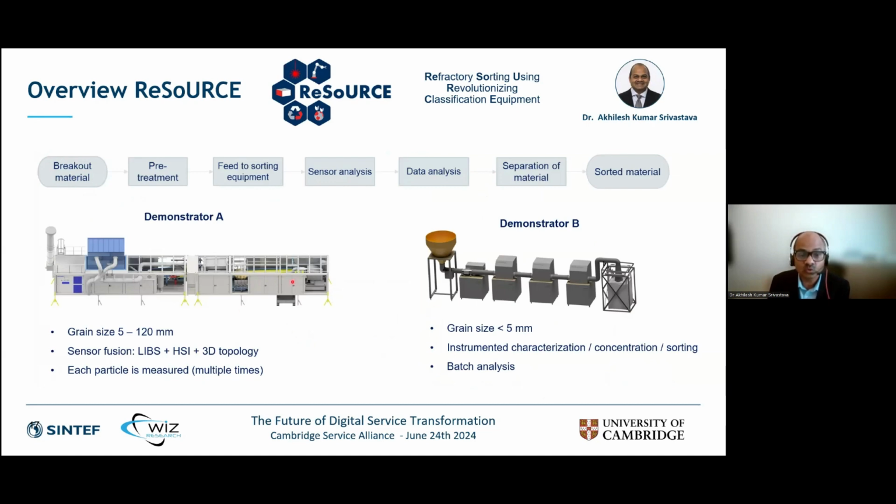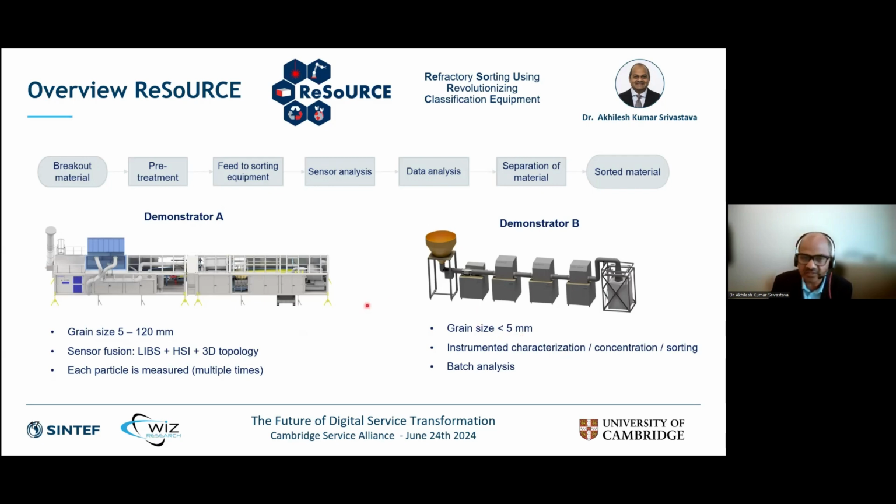These 2 demonstrator units are based on their size ranges. For the large grain sizes, we are making demonstrator A, in 5 to 120 millimeters. And for the small scale grain sizes, less than 5 millimeters, we are making demonstrator B.